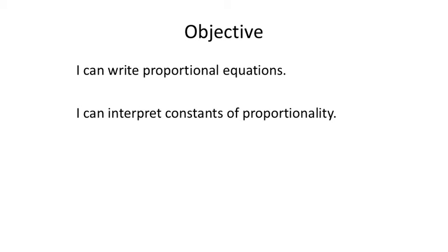So here are our two objectives for today. I can write proportional equations. This will be the first time we've seen that because we did not see them last time. And also we need to be able to interpret and identify constants of proportionality. We did do some interpretation of constants of proportionality in the last lesson, but we'll do a little bit more today as well. So take 15 seconds and copy this down.